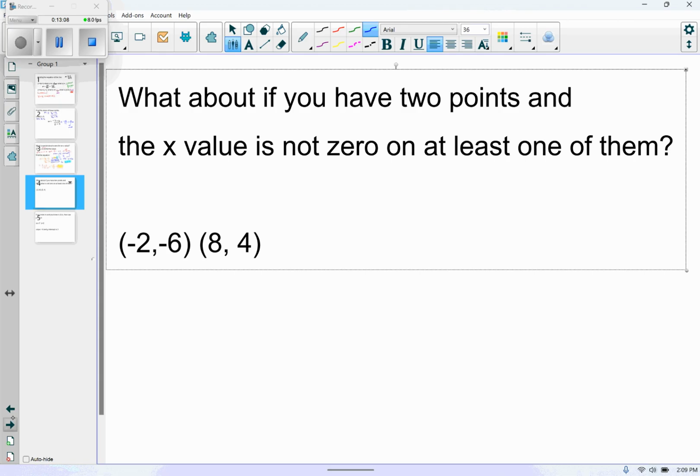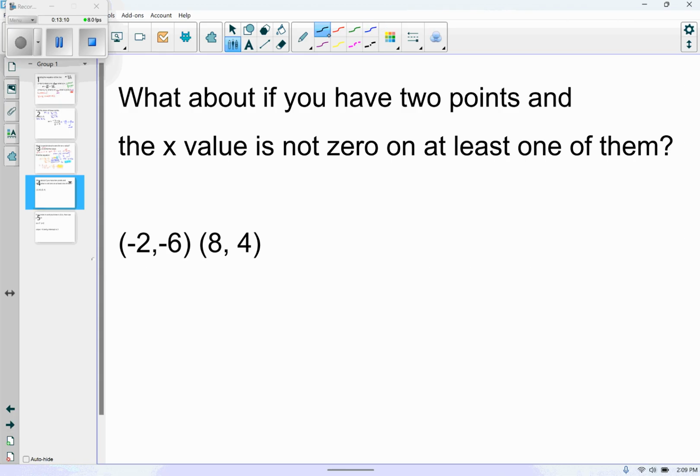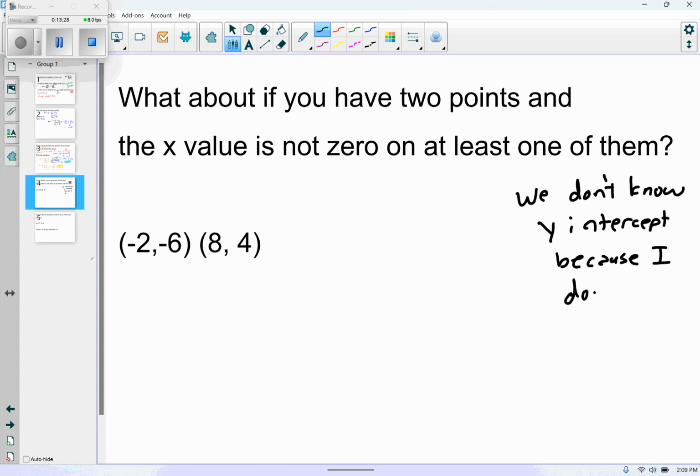So I'm going to just put a little note. We don't know y-intercept because I don't have 0, comma, a number. I'm trying to make that simplistic. Does that seem okay?